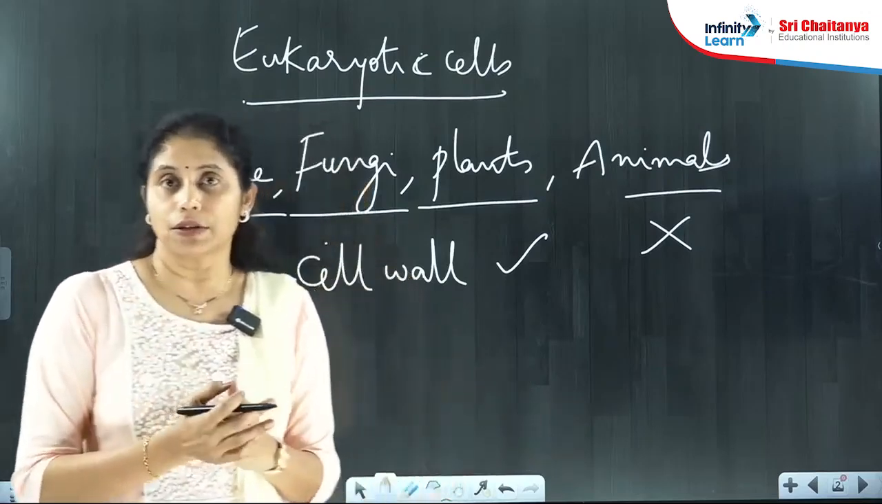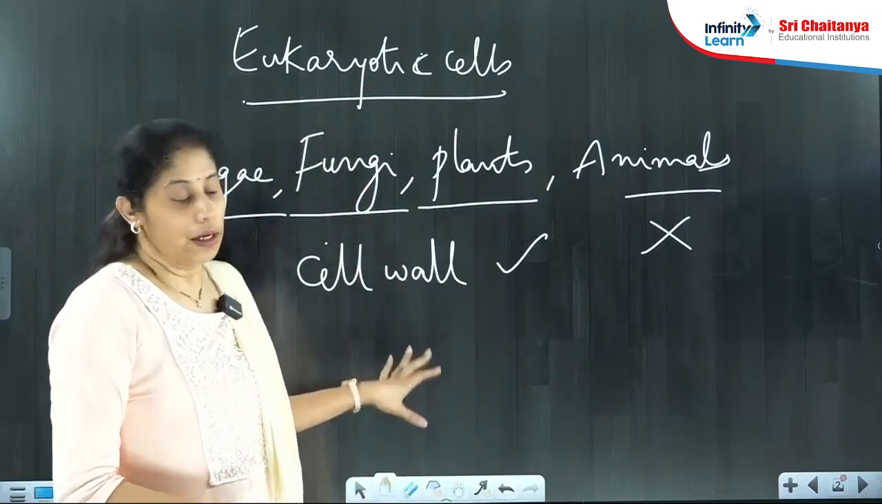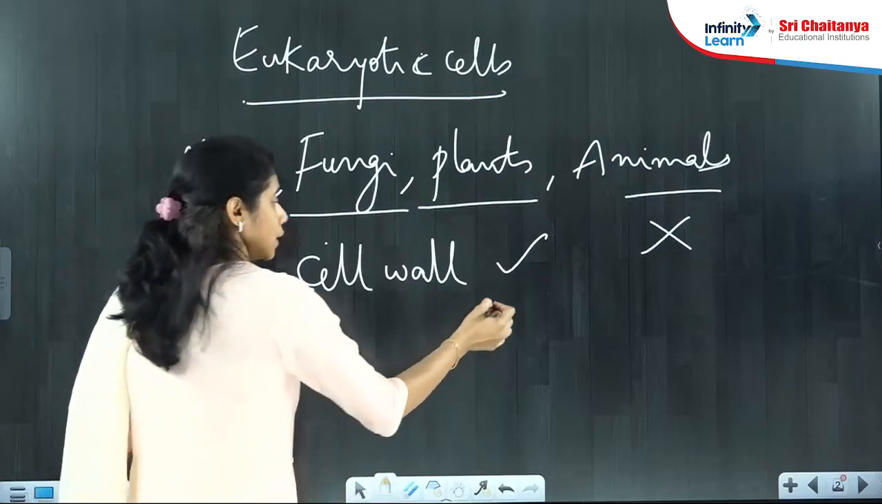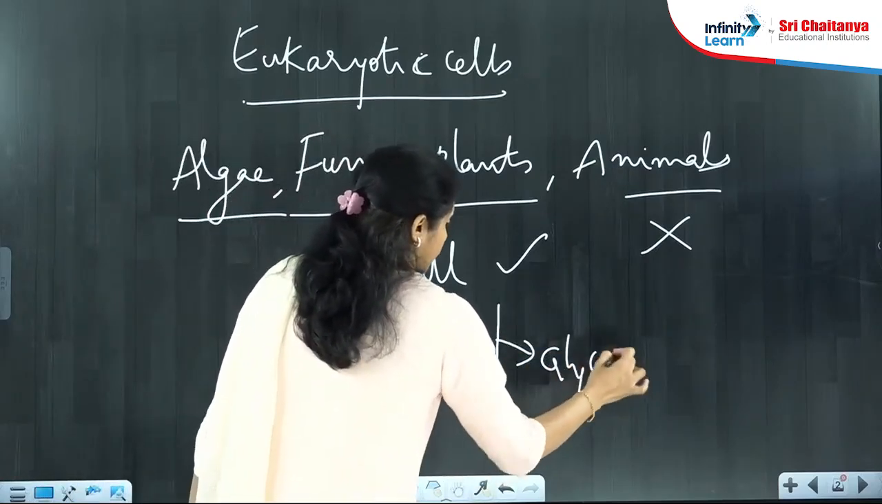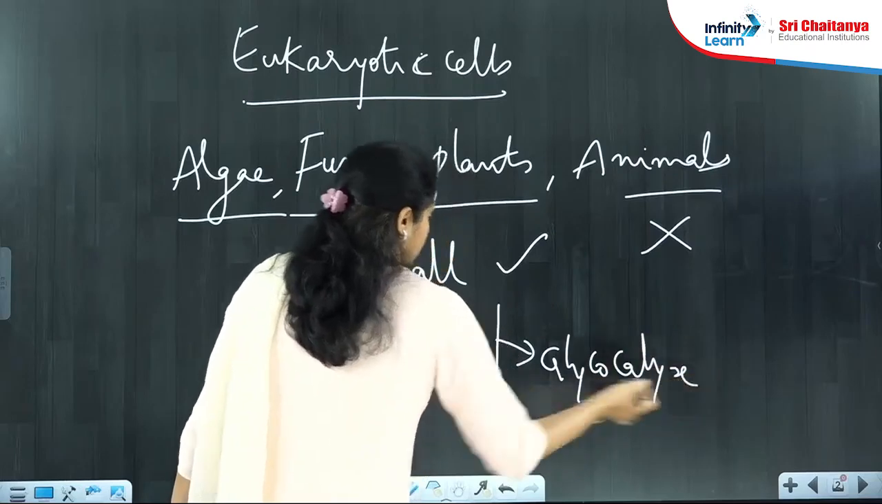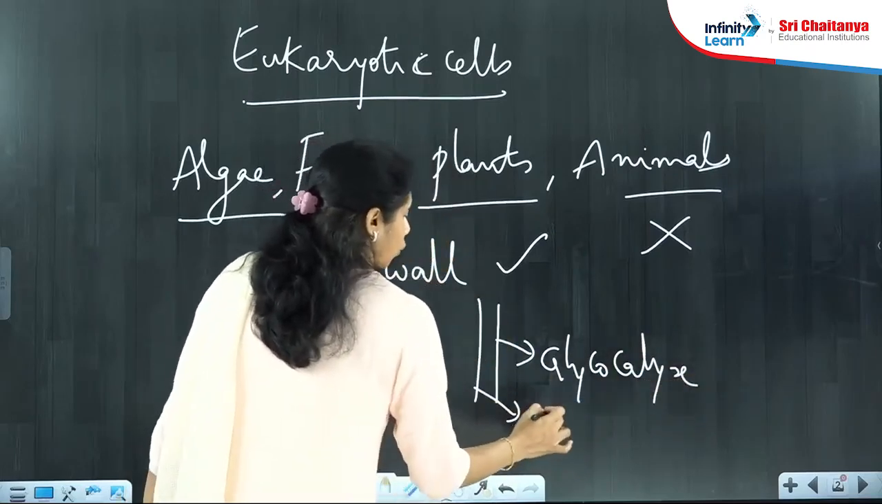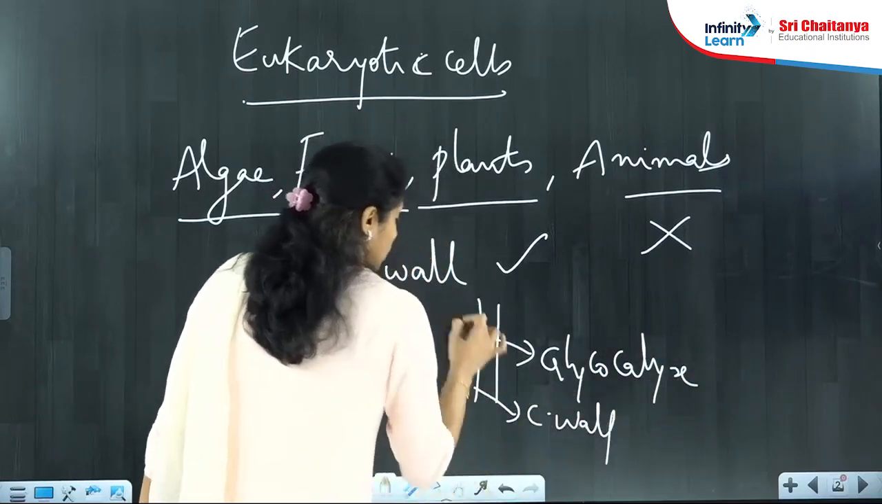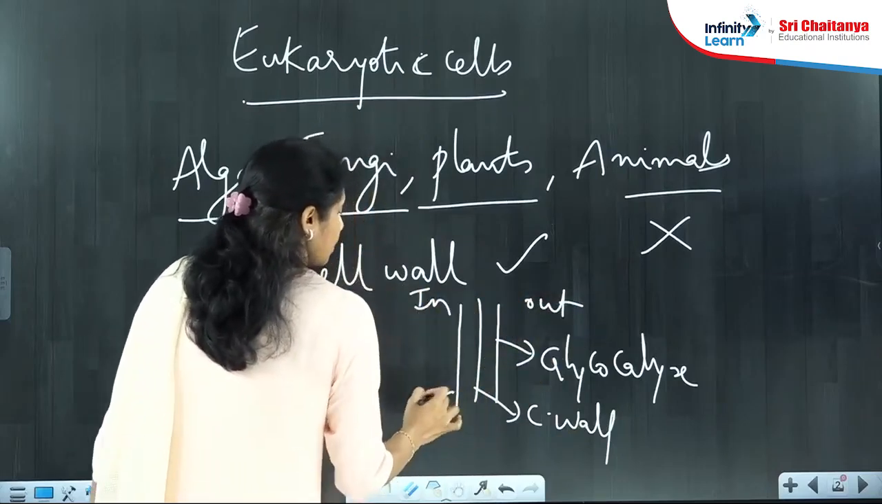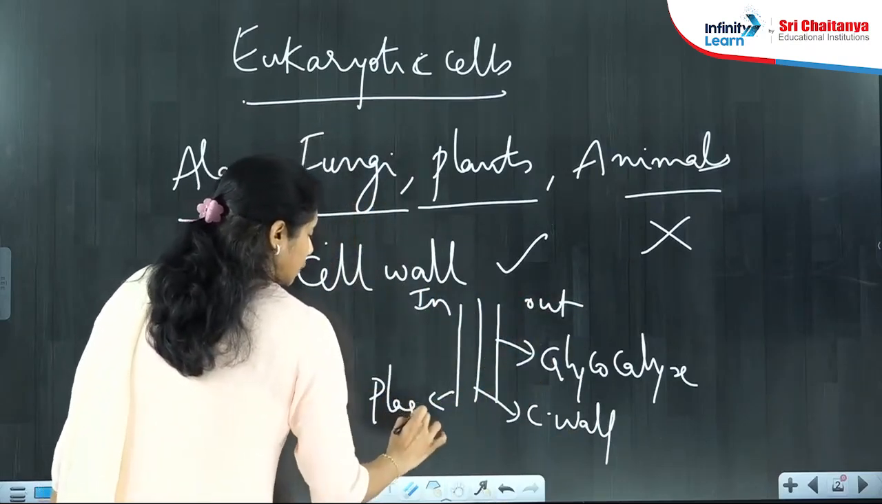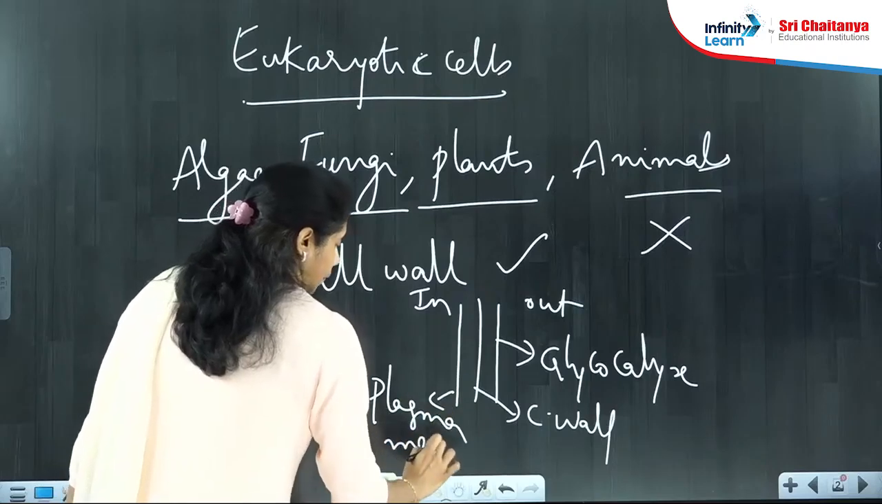Let us see first the cell wall structure. Yesterday in the cell envelope you learnt that the outermost one is the glycocalyx in the prokaryotes. Next, inside one is the cell wall. Inside that, from the outer side to the inside, is the plasma membrane. This is what you learnt yesterday.